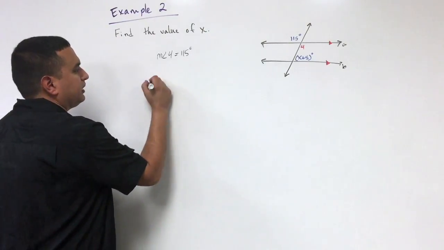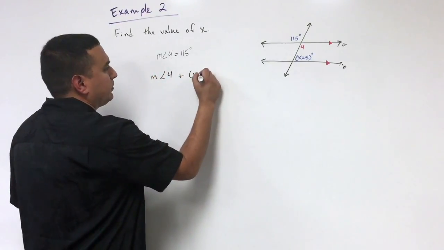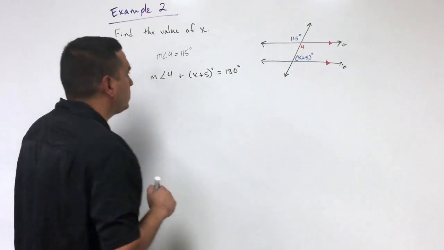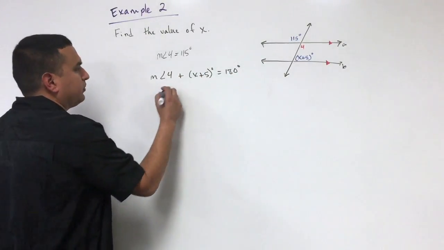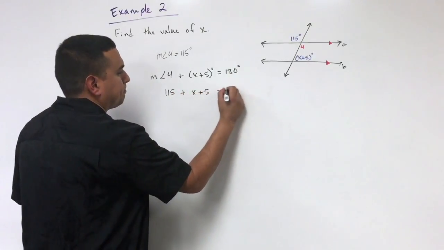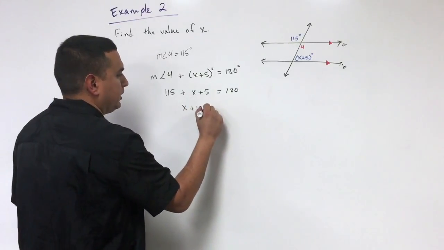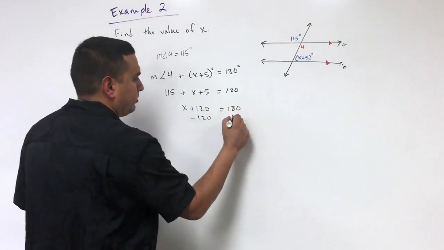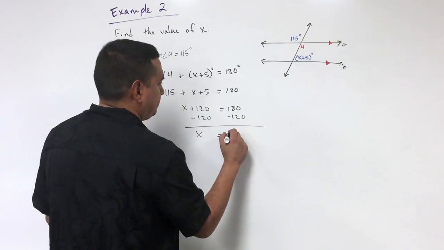Let me write it back up. The measure of angle 4 plus this x plus 5 has to be 180 degrees because we have consecutive interior angles. And from the vertical angles, I know that angle 4 is 115 degrees, so I can substitute that in. Okay. And I combine like terms. It tells me that x plus 120 is 180 degrees. And if I subtract the 120 from both sides, I get that x is equal to 60.